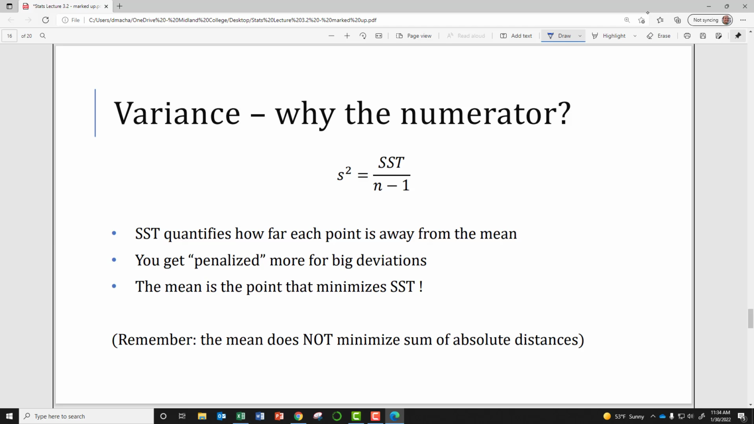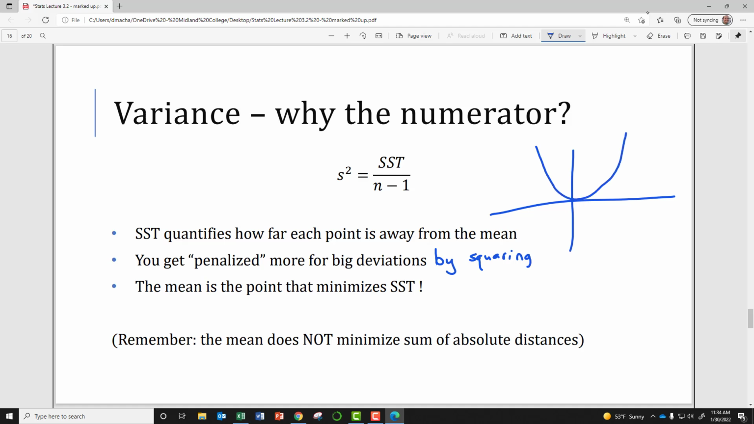So for variance, why the numerator? The numerator is the sum of squared deviations, and so that quantifies how far each point is away from the mean. By squaring those deviations, that means if you have a large deviation, it becomes even larger, and if you have a small deviation, it becomes even smaller before you're adding them up.